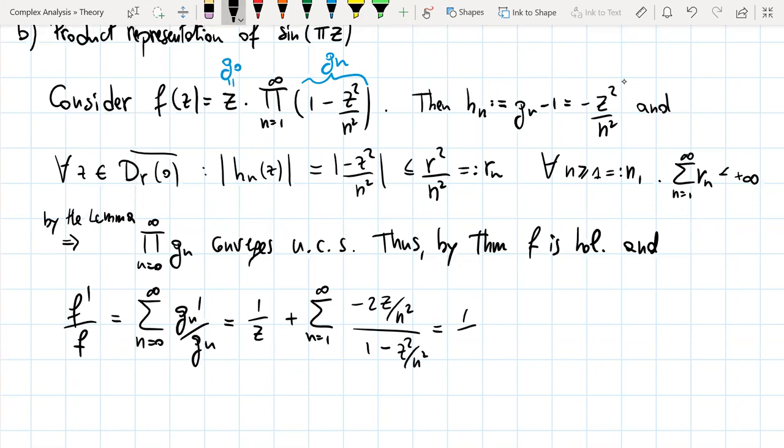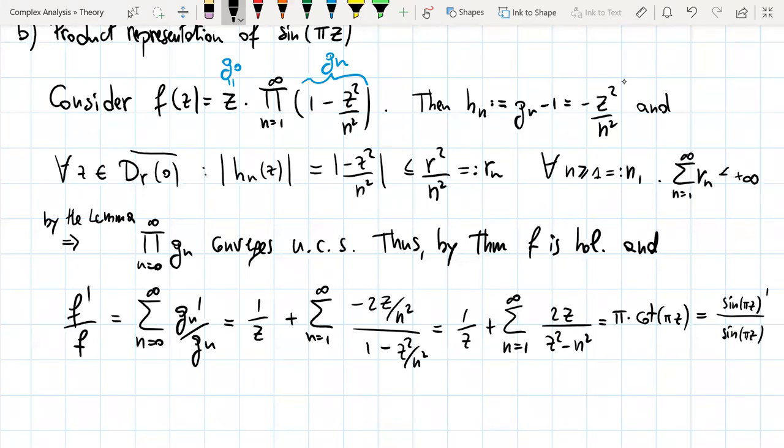Okay, so if we rewrite this, you see this is a series that we encountered in the last lecture. This is 2z over z squared minus n squared. So this is pi times the cotangent of pi z. And now the crucial observation is that this function can also be written as the derivative of a function over a function. So you take sine of pi z, you take the derivative and you divide by sine of pi z.